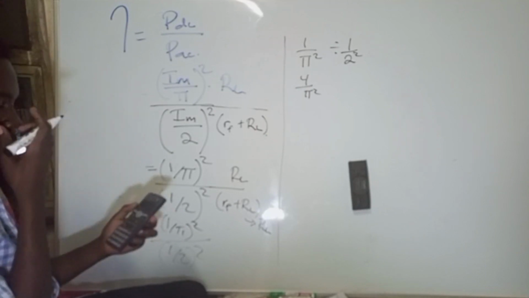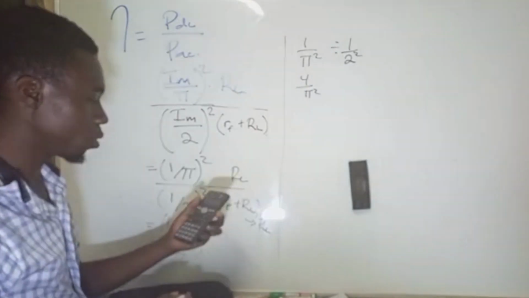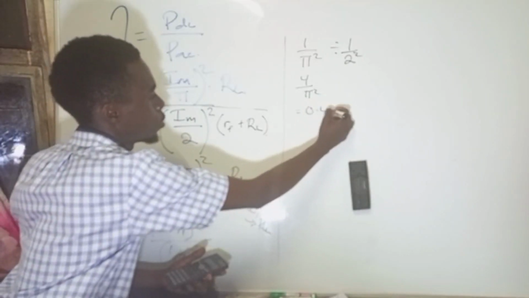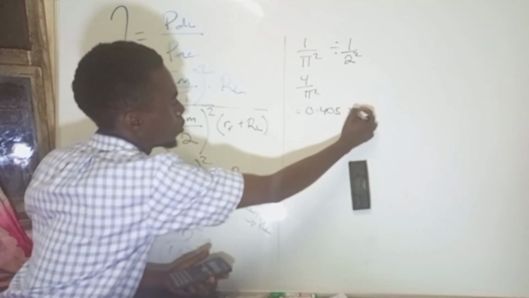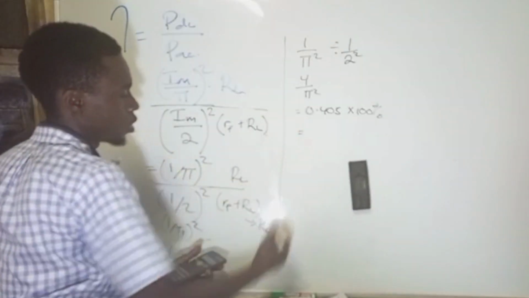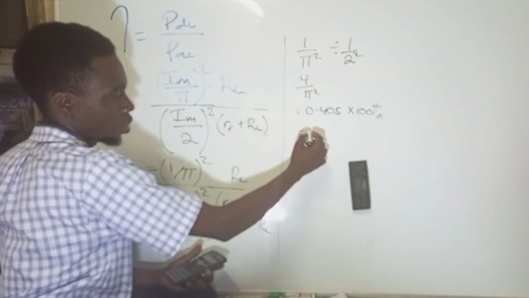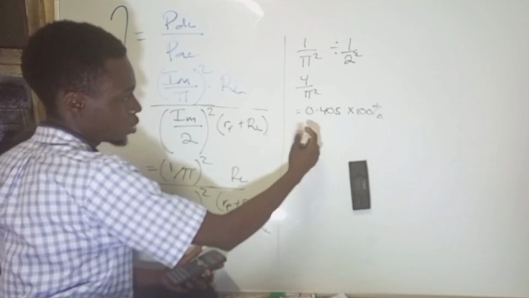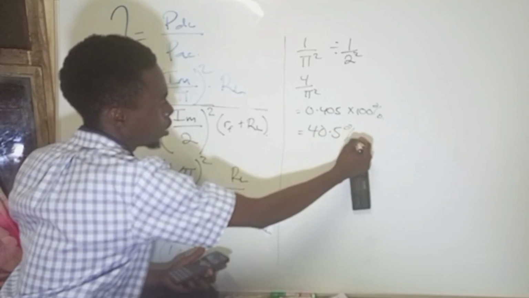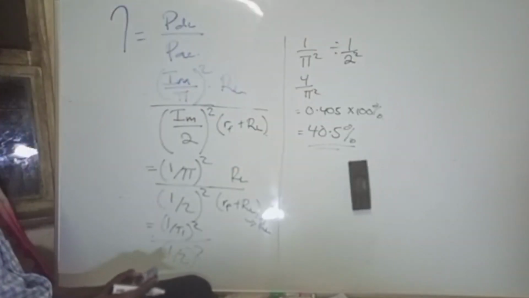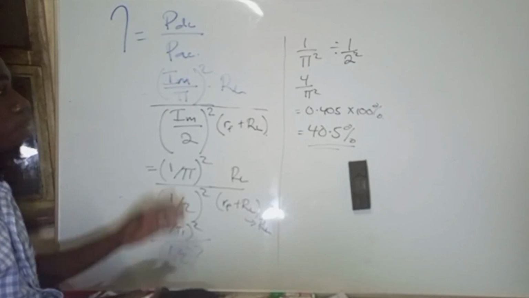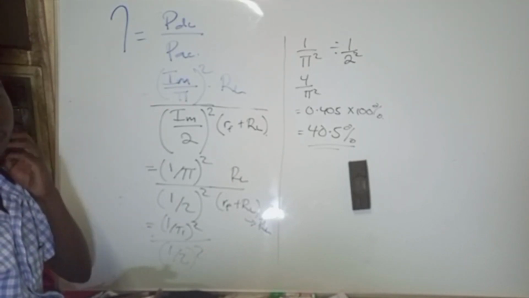When I put that in my calculator, 4 divided by pi squared, I'm getting 0.405. So this is going to be equal to 0.405, but we are going to multiply it by 100% to get the efficiency. So our overall efficiency will be 40.5%. Okay, so that gives us what we call the overall efficiency of a half-wave rectifier.